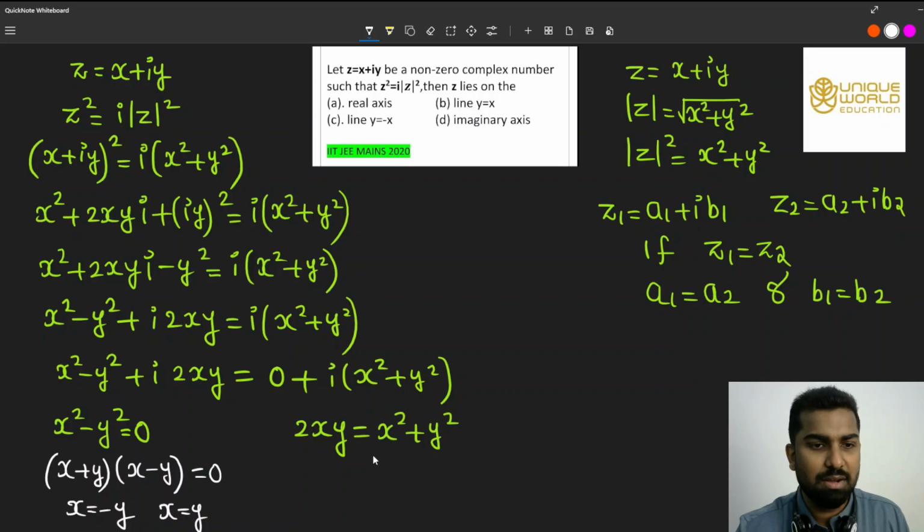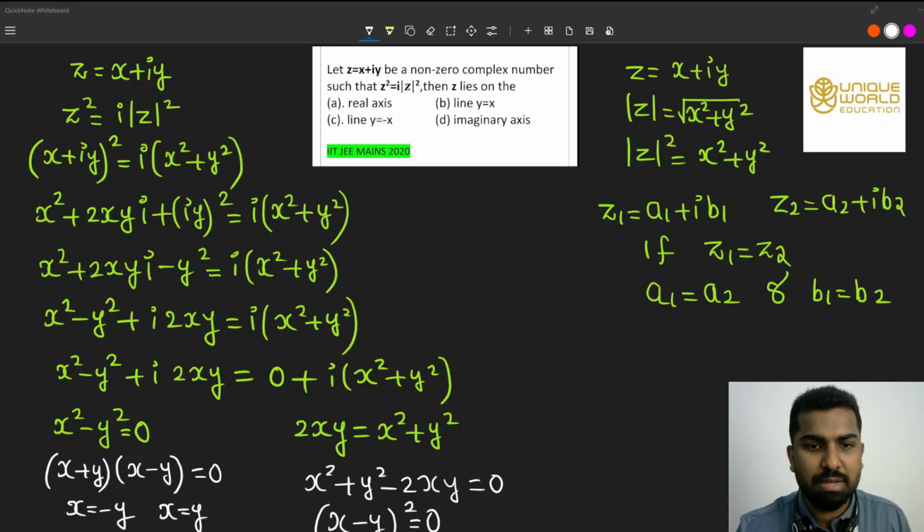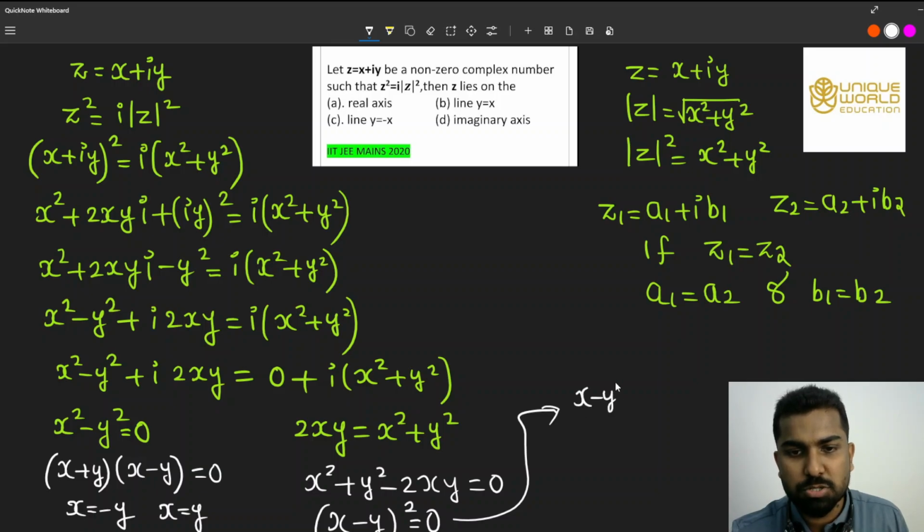So let's check the imaginary part equating also. If I am equating the imaginary part, x square plus y square, 2xy I am transposing, so minus 2xy equal to 0. So x square plus y square minus 2xy equal to 0 is nothing but in the form of a minus b whole square. So I can write x minus y whole square is 0. If x minus y whole square equals 0, what does it mean? This means x minus y is also 0, that means x equal to y.